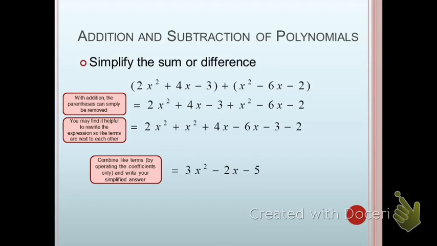And now we will go ahead and combine those. 2x squared and positive x squared, remember we can think of there as being a 1 there, adds up to 3x squared. 4x and negative 6x is equal to negative 2x. And negative 3 and negative 2 is equal to negative 5. So we're left with a second degree trinomial, and notice the leading coefficient is 3.